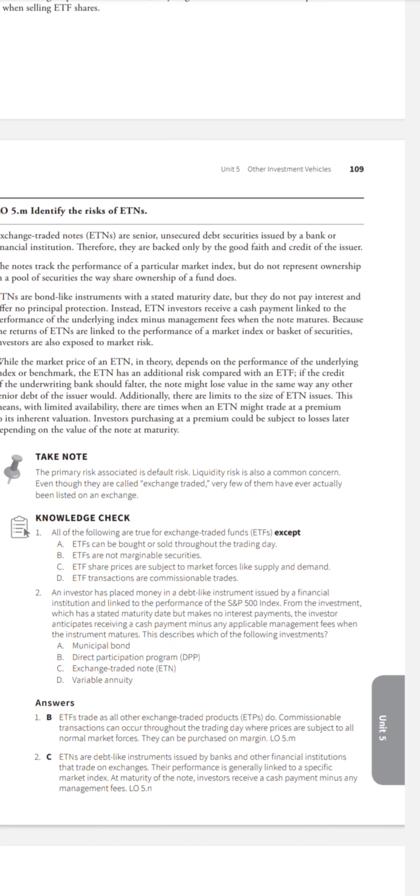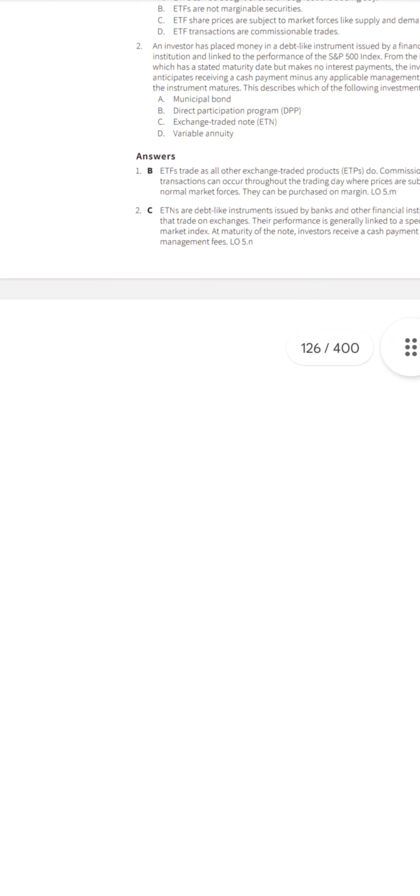And the answer to question 2 is C, ETNs. ETNs are debt-like instruments issued by banks and other financial institutions that trade on exchanges. Their performance is generally linked to a specific market index. At maturity of the note, investors receive a cash payment minus any management fees.